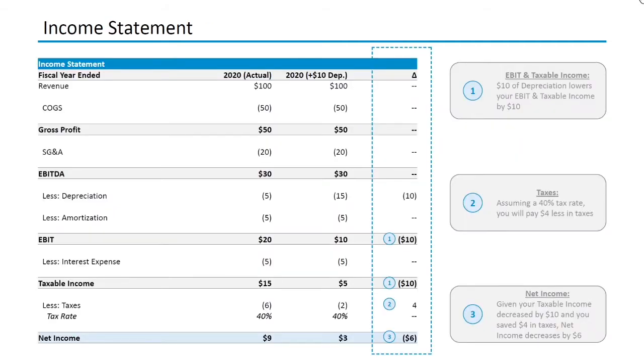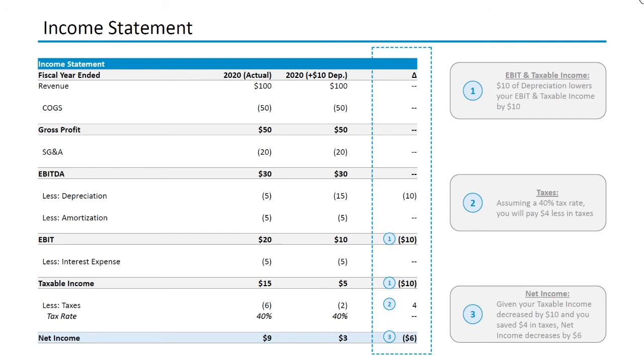Starting with the income statement, you'll notice that there's three different columns. First, 2020 actual, which shows the income statement results before any additional depreciation expense is added. The second column is 2020 plus $10 of depreciation expense, which shows the adjustments from having an additional $10 of depreciation expense. And third, change, which shows the difference between the first two columns.